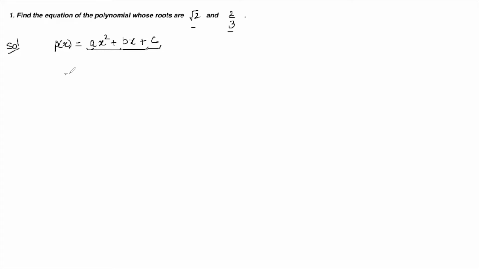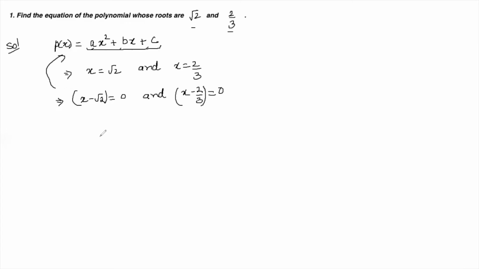Okay, so since root 2 and 2 by 3 are the roots of the polynomial, can I say x is equal to root 2 and x is equal to 2 by 3? Why? Because root 2 and 2 by 3 are the zeros of the polynomial, or you can say the roots of the polynomial p(x). Fine. So I can say x minus root 2 is equal to 0 and x minus 2 by 3 is equal to 0. Now what are x minus root 2 and x minus 2 by 3? They both are factors of the polynomial p(x). So in order to get p(x), that is our required polynomial, I'll multiply both the factors, right?